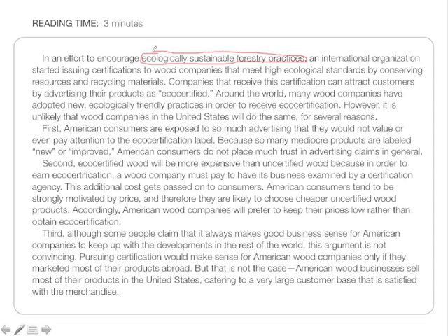But as we continue along, keep in mind, we're going to try to focus on not just these particular words, but most specifically words that the passage is trying to teach us. So, for example, let's think about the general nature of the passage. It's discussing the fact of issuing certifications to wood companies that meet certain ecological standards by conserving resources and recycling materials.